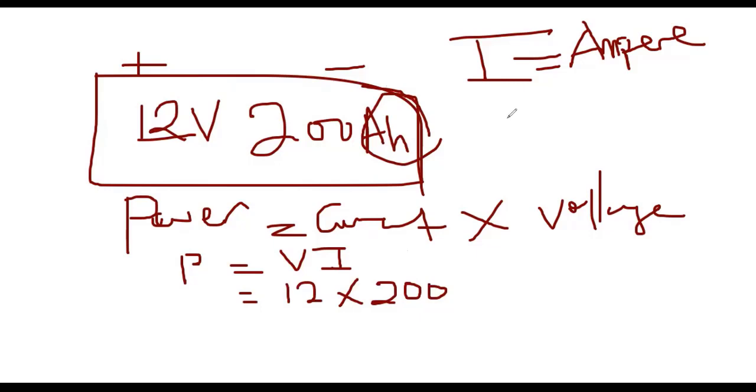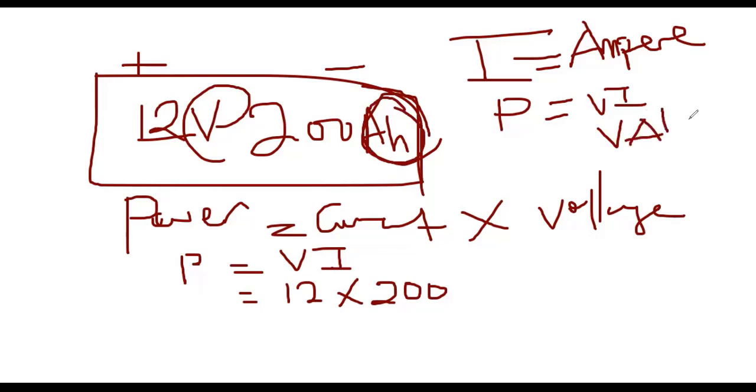Now, there's something I want to do. I'm trying to bring a relationship. If P equals VI, and the SI unit of voltage is volts, multiplied by the unit of current, for battery we are using amps hour. So now, can you see that power is volts times ampere hour, right? Thank you.